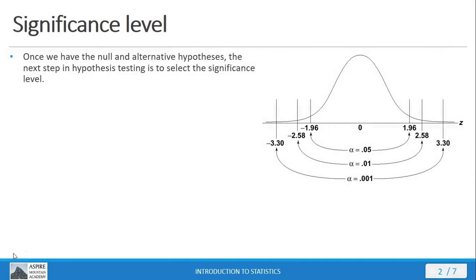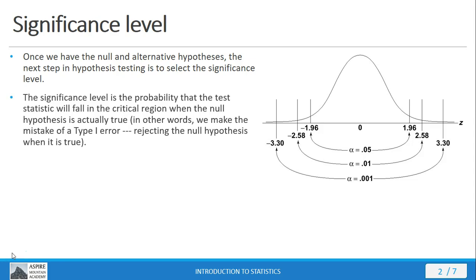So first, let's talk about significance level. We've talked about significance level before when we were talking about confidence intervals, and that same concept of significance level is going to be here with us when we're talking about hypothesis testing. So once we have our null and alternative hypotheses, we need to select our significance level.